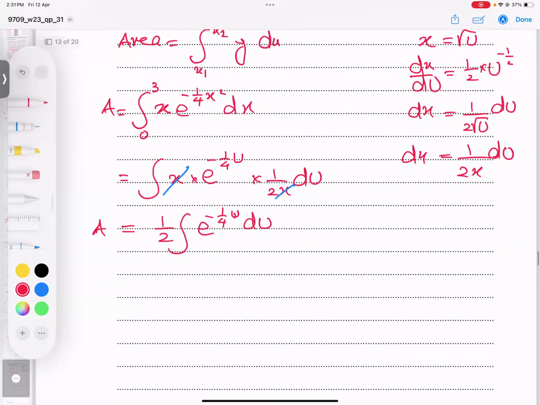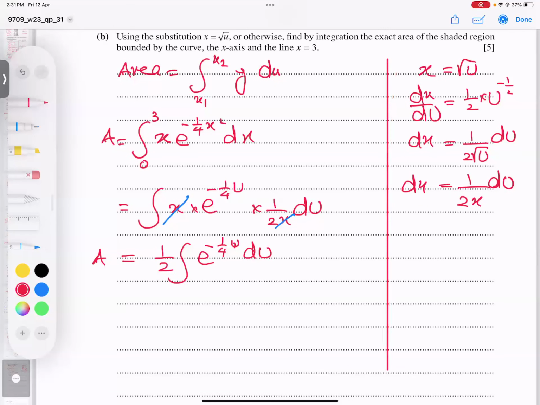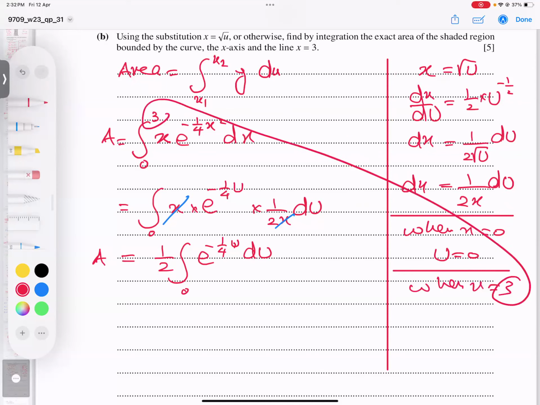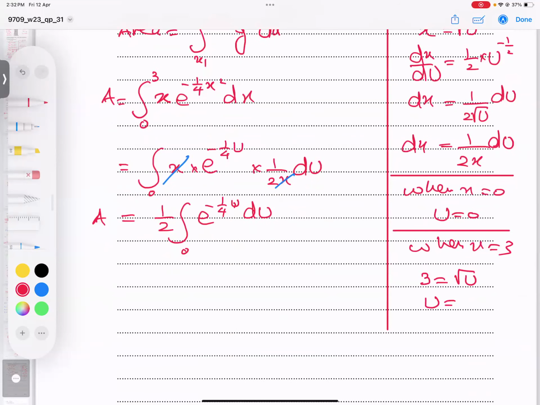And the limits are not done yet. I have to go for the limits as well. When the lower limit x is 0, I plug in there, so u will automatically become 0. So the lower limits are 0, 0. Now when x is equal to 3, I plug in 3 here, so 3 is equal to root of u. Squaring both sides, I get what? 9. So the upper limit is 9. I believe it is very clear, and alhamdulillah, this part is done.